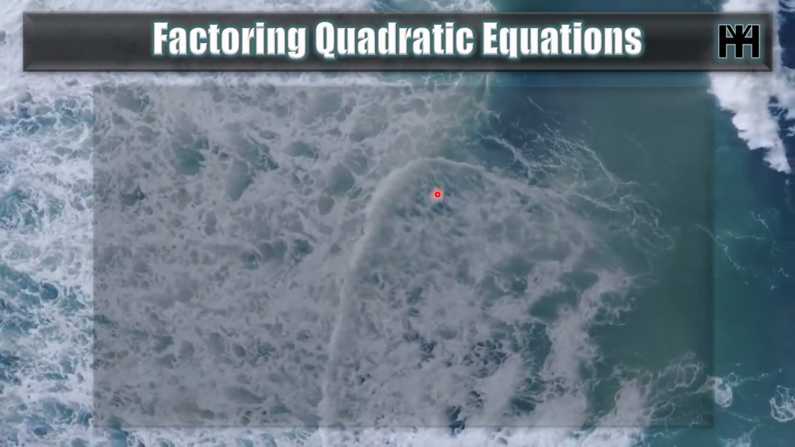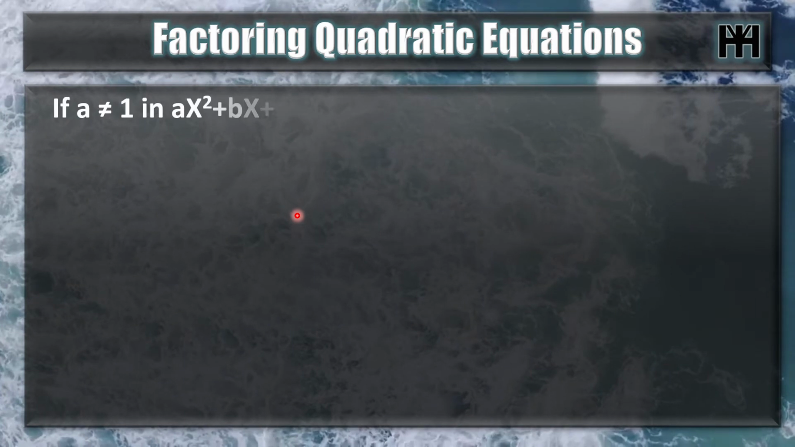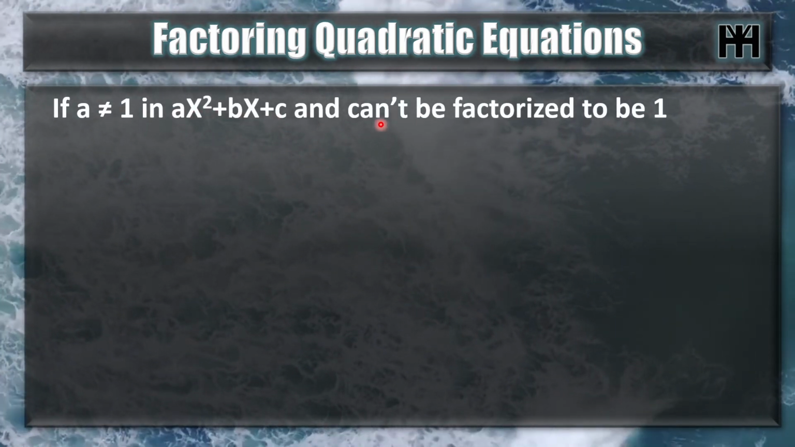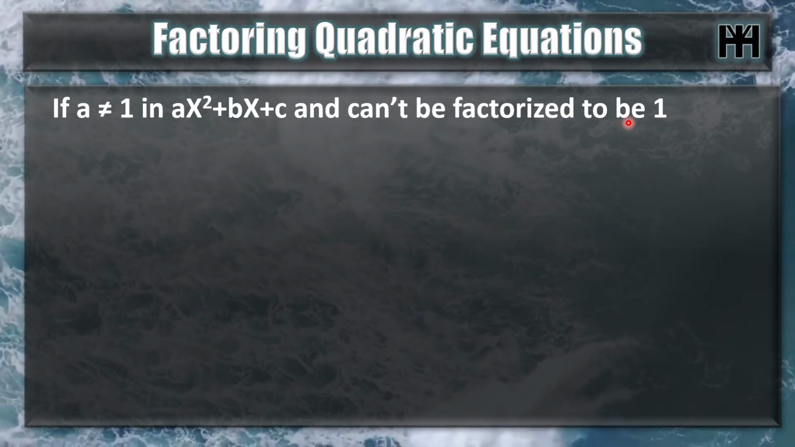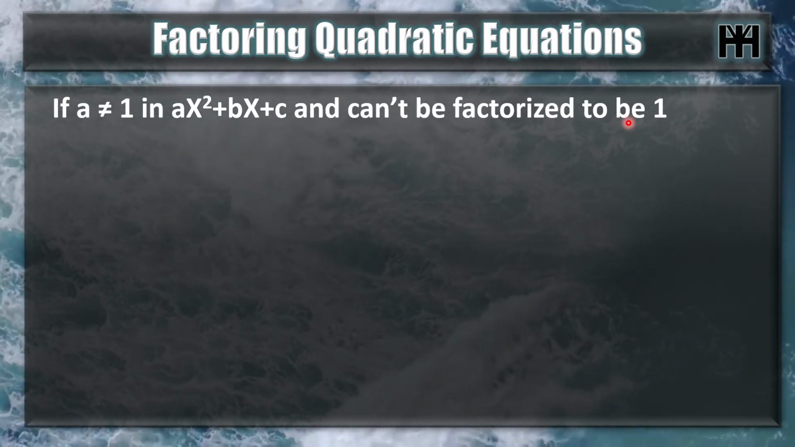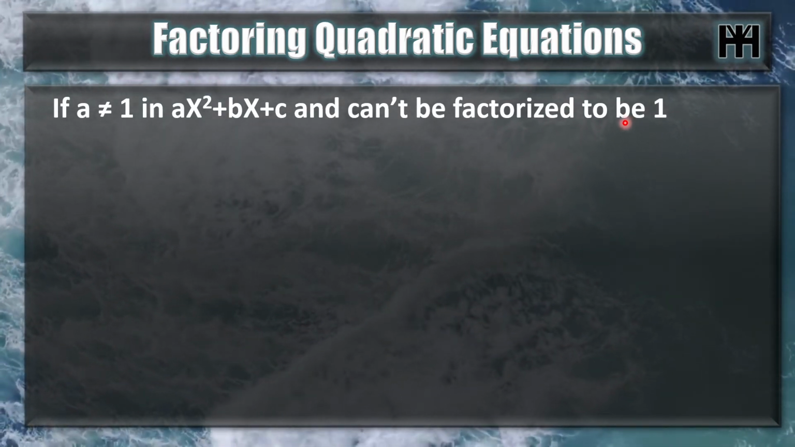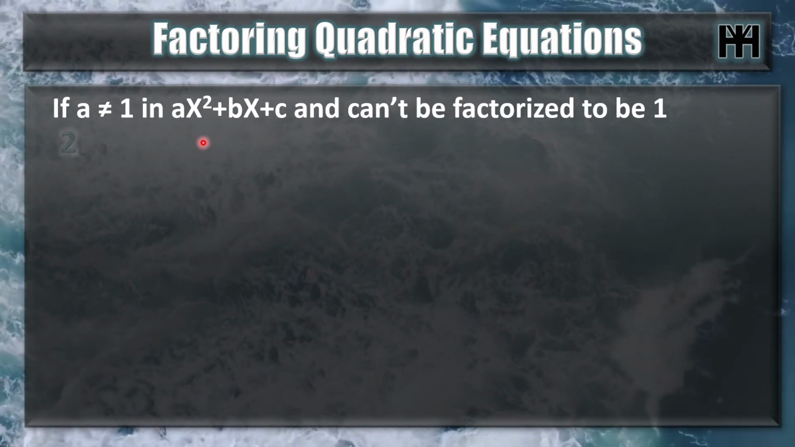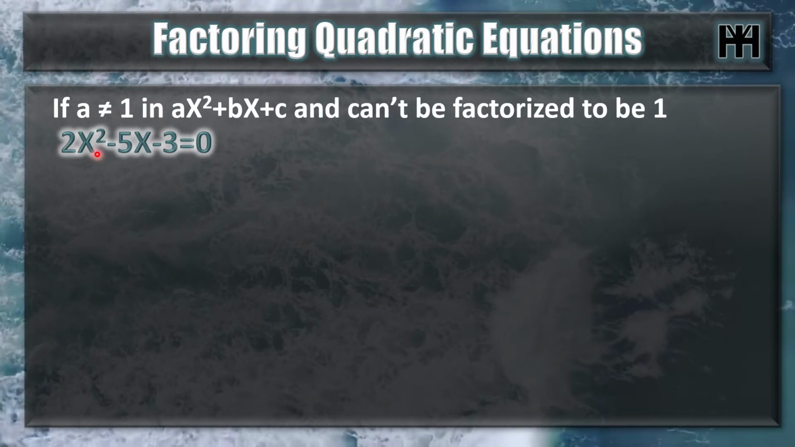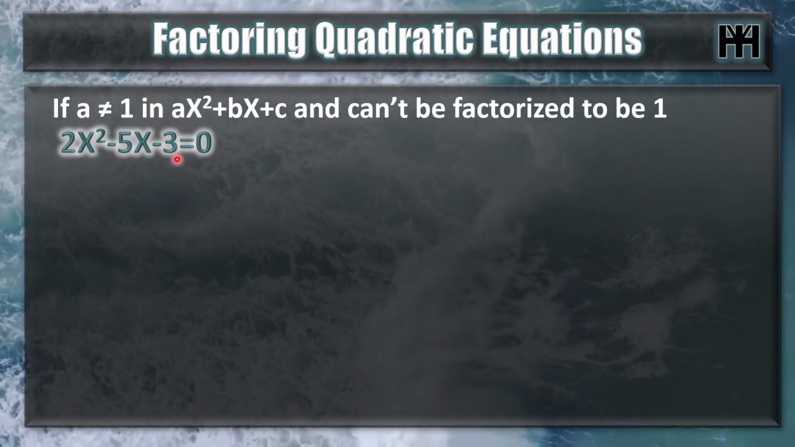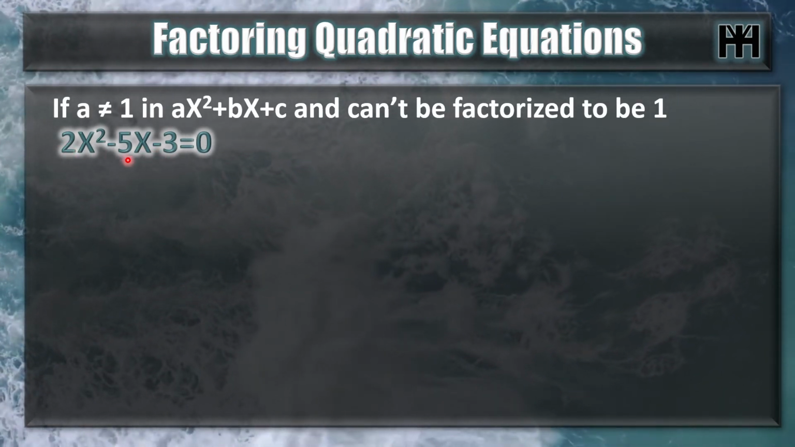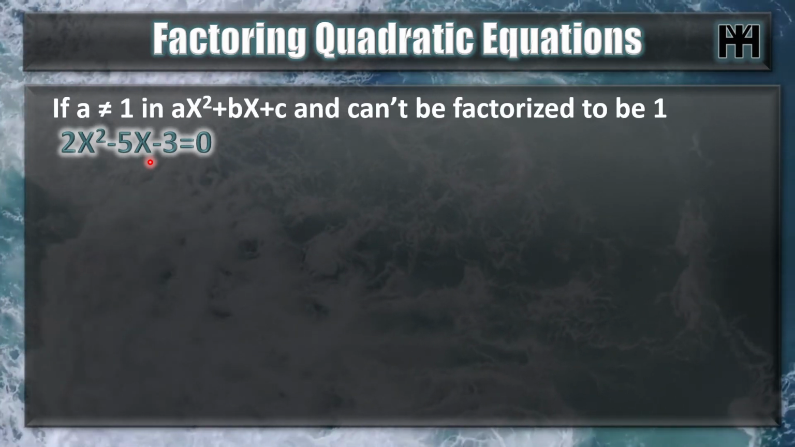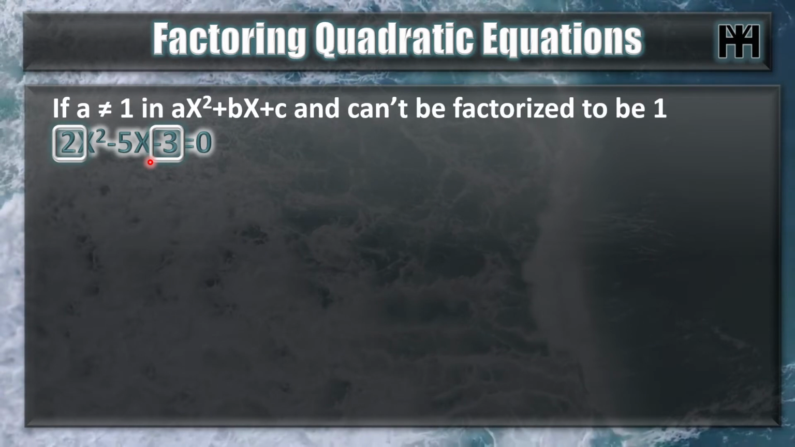Factoring quadratic equations. If a is not equal to 1 in ax squared plus bx plus c and it can be factored to 1, in the previous examples we took a 4 as a common factor. But let's say we can't factorize it, for example 2x squared minus 5x minus 3. There is no common factor between these three numbers. We can't factorize them whatever we do. So you will use the sandclub method.